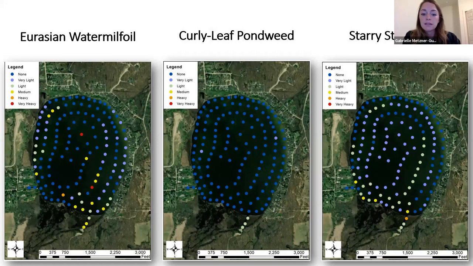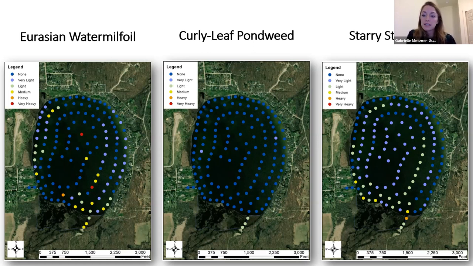Based on the left-hand map, the Eurasian water milfoil map, you can see there are patches of dense milfoil. That is showing the areas where, if treatment was warranted, the heaviest portions of Eurasian water milfoil were, in that red polygon. And then the yellow is where it's a lot less, very light coverage, but may need treatment based on what people on the lake need and what your budget is.